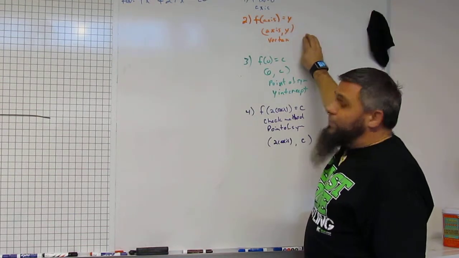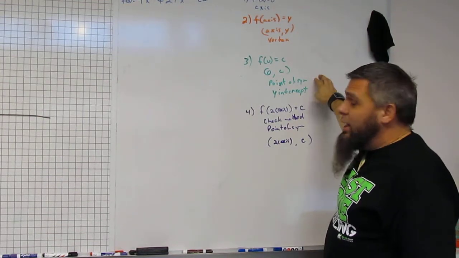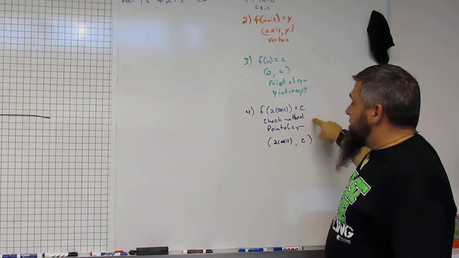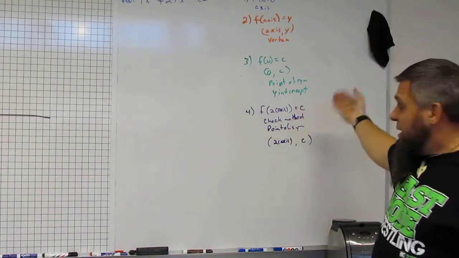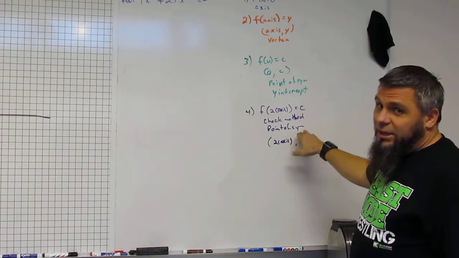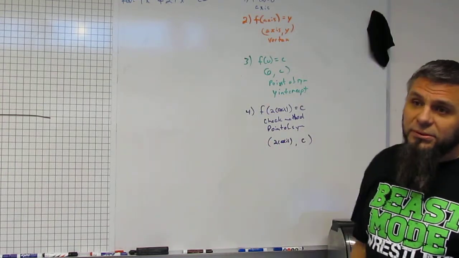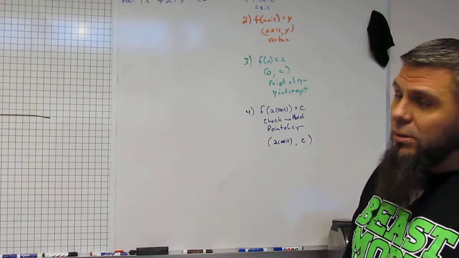The second step is the vertex. The third step is the y-intercept. That gives us our first point of symmetry. After that, we do a check method on it: we put in 2 times the axis, and we're going to get that second point of symmetry. So we have 3 points, and then we'll be able to draw the nice symmetric quadratic.